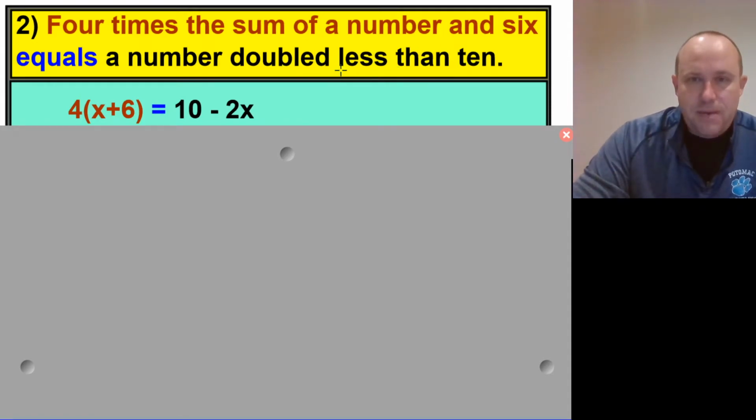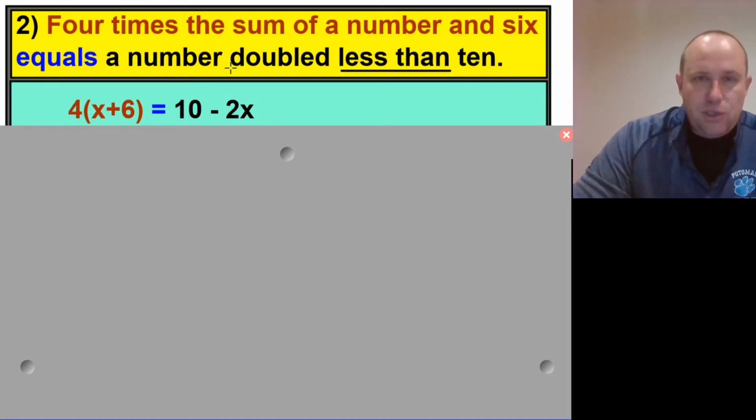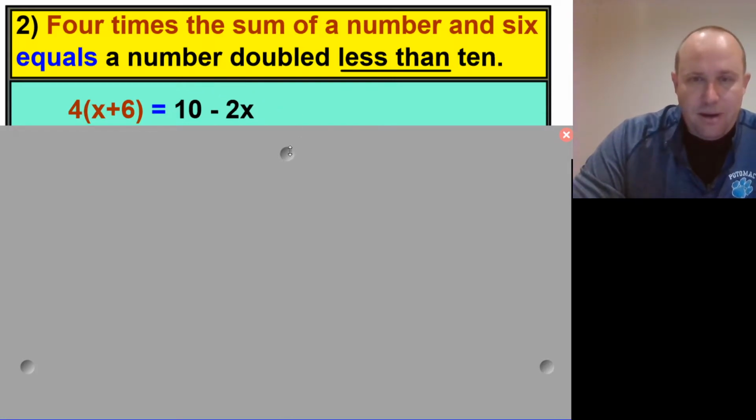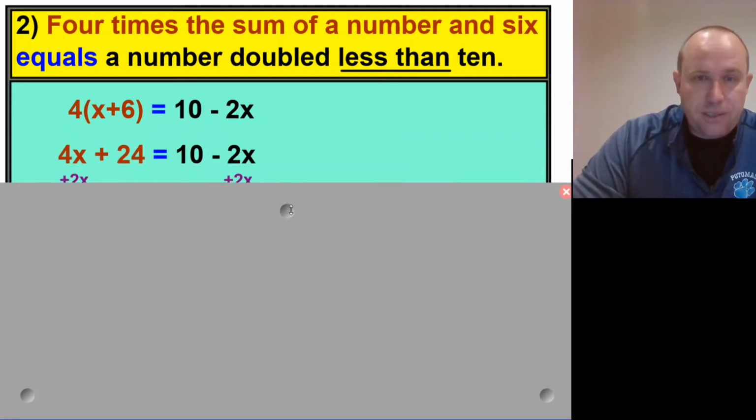This was another one that people missed. This less than, they know it means subtract, but it also means you've got to do a turnaround or a flip. So the 2x, the number doubled, that comes at the end, and you're making it less than 10. So 10 is actually the first thing you write down. A lot of you still are putting 2x minus 10, so be careful on those ones. Less than, more than, subtracted from are the most common ones where you're going to turn the phrase around.